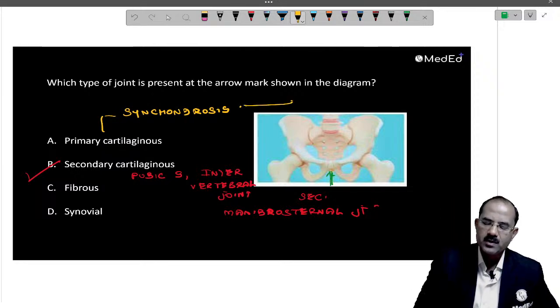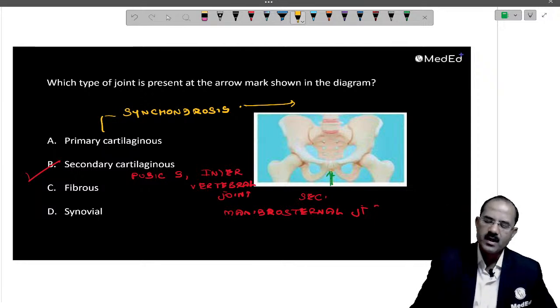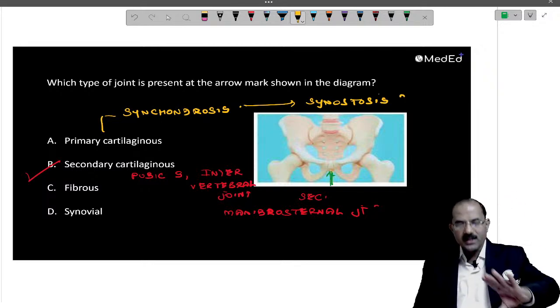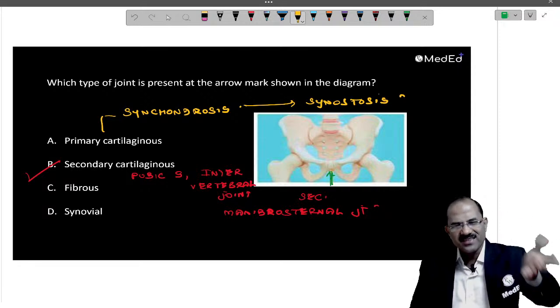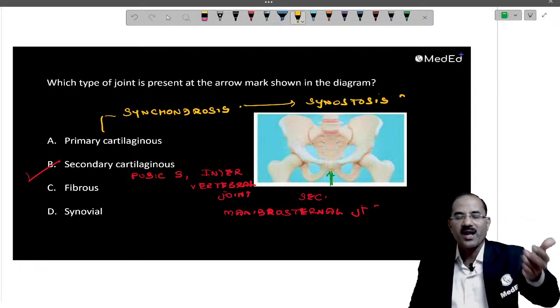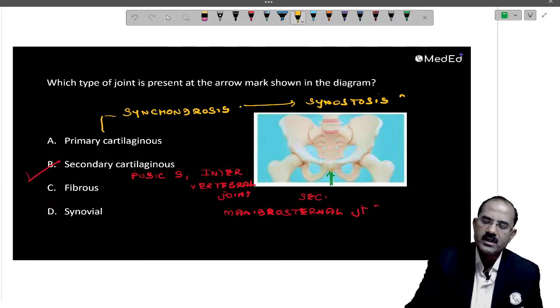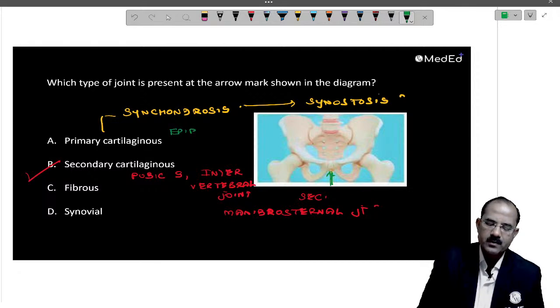And what happens to these primary cartilaginous joints? After certain years, they fuse. And what is that process known as? Synostosis. After a certain age, this gets converted into a bone, and that process is known as synostosis. Example of primary cartilaginous joint. Any guesses? Yes, the joint between epiphysis and diaphysis.